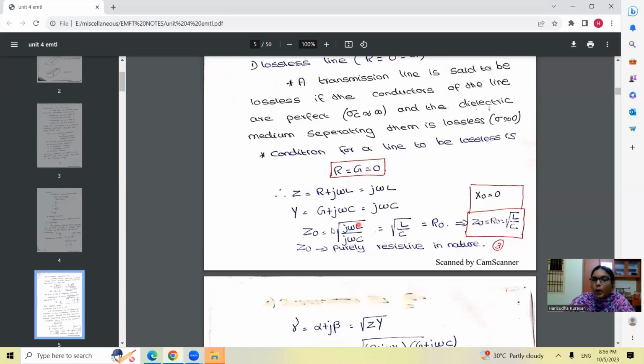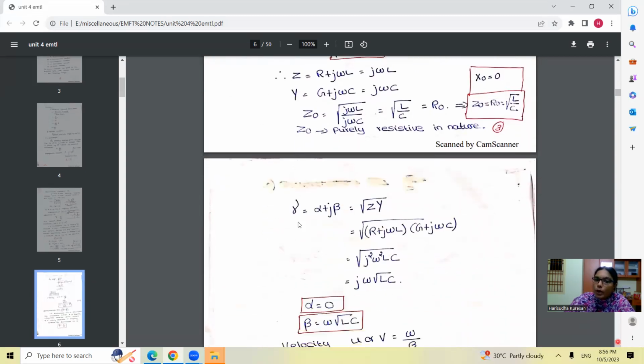Therefore, making G equal to 0, Y is equal to J omega C. Now your Z0, the characteristic impedance, is square root of Z by Y. Your Z is J omega L and your Y is J omega C. The common terms J omega get cancelled and therefore you get square root of L by C, which is nothing but your R0. So you can also call it the characteristic resistance. Your characteristic impedance is purely resistive in nature.